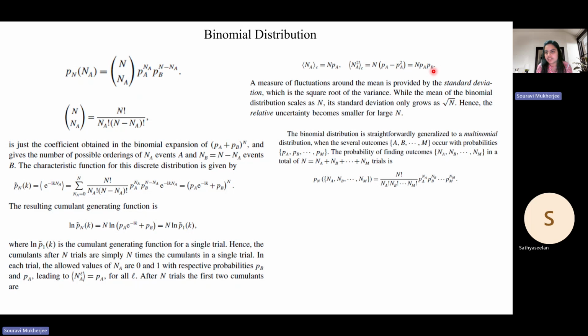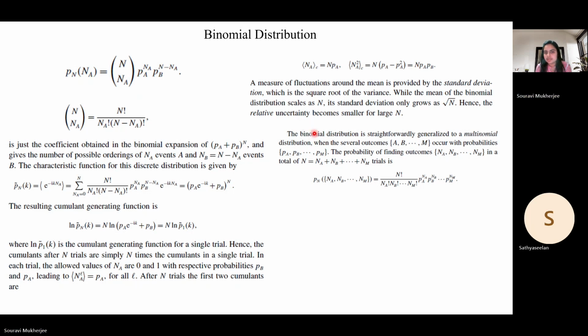Now you can take P(A) common, and this is how it will look. This is interesting because here you can see that the mean goes as proportional to n, which is your number of trials, while your variance also goes as n. So that means the standard deviation goes as root n. That's the reason why, if you have a large number of trials, your relative uncertainty in the measurement goes down, because the error goes as 1 over root n.